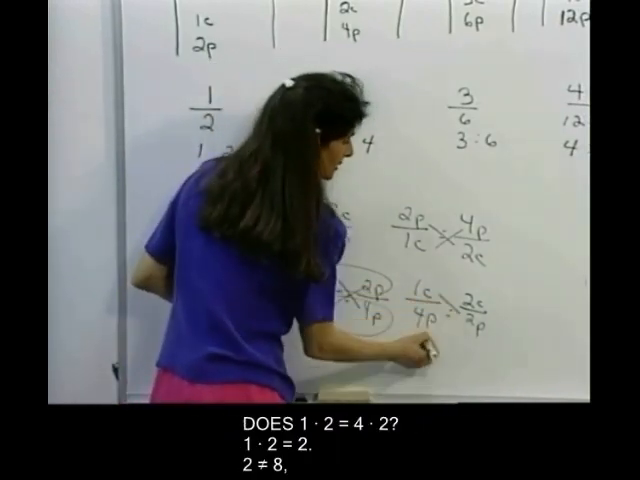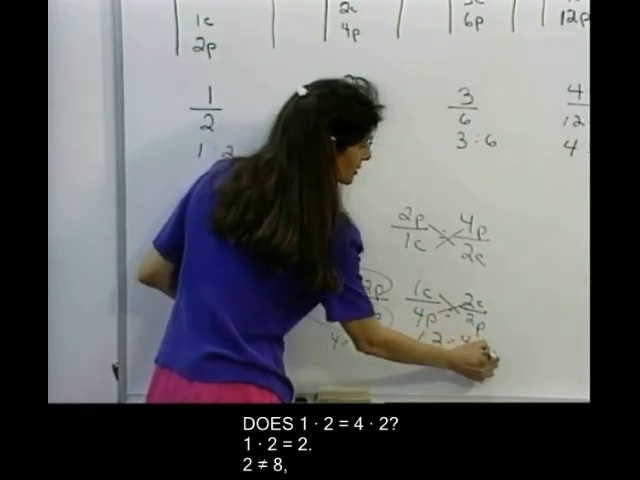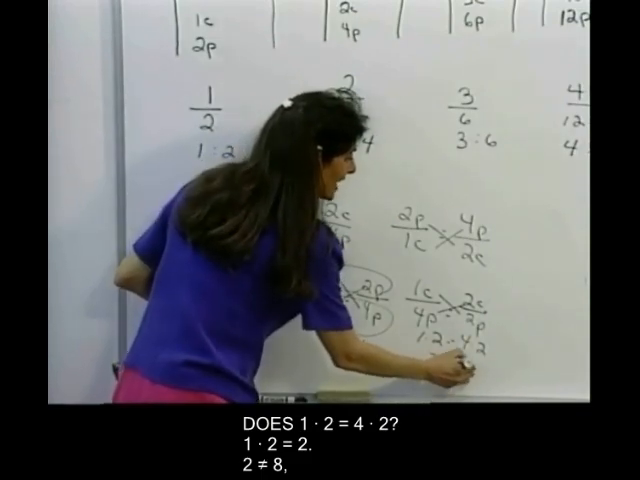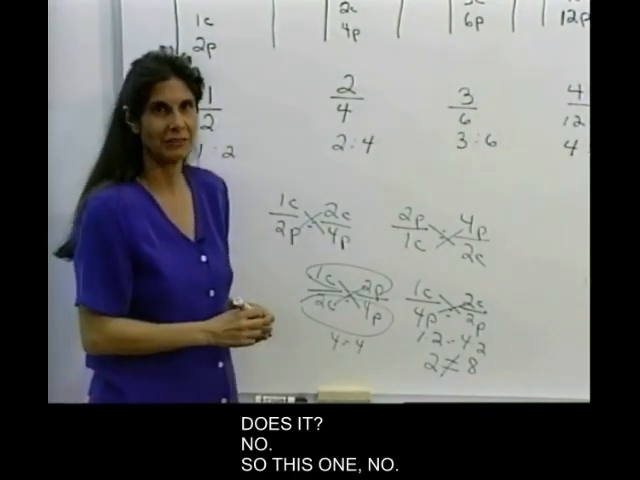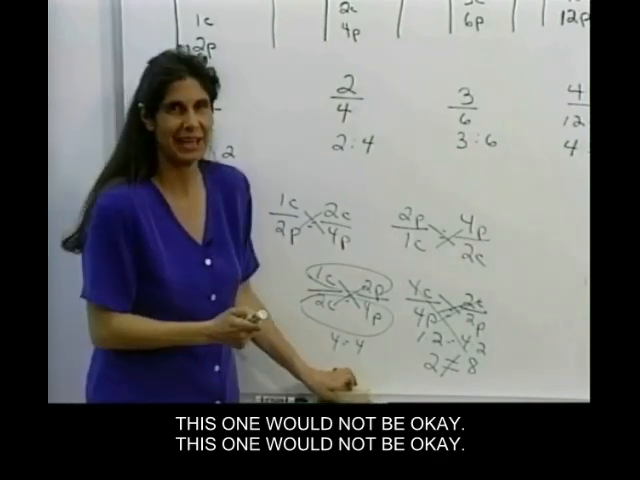Does 1 times 2 equal 4 times 2? 1 times 2 is 2. 2 does not equal 8, does it? No. So this one would not be okay.